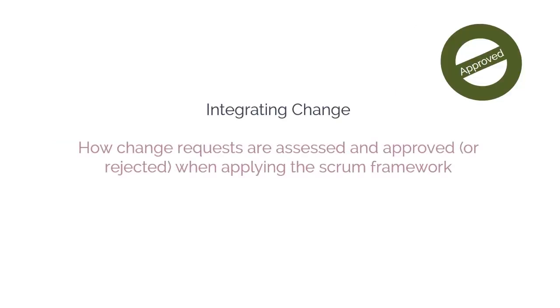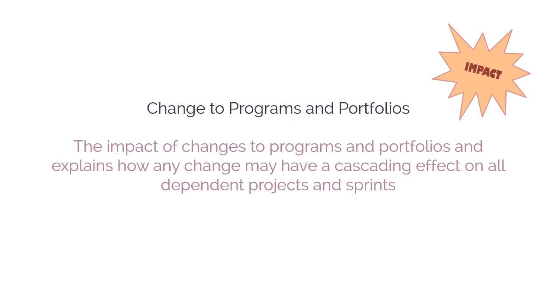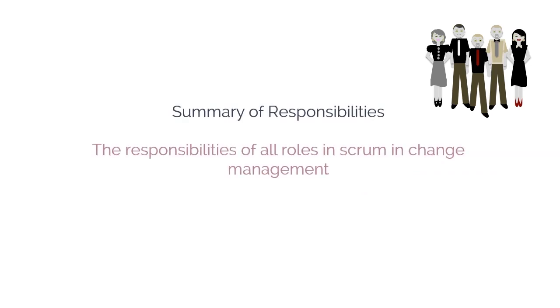throughout a project. The next section is Integrating Change, explaining how change requests are assessed and approved or rejected when applying the Scrum framework. This section describes the impact of changes to programs and portfolios and explains how any change may have a cascading effect on all dependent projects and sprints. The last section explains the responsibilities of all roles in Scrum in change management. Each of these will be discussed in more detail in the next sessions.